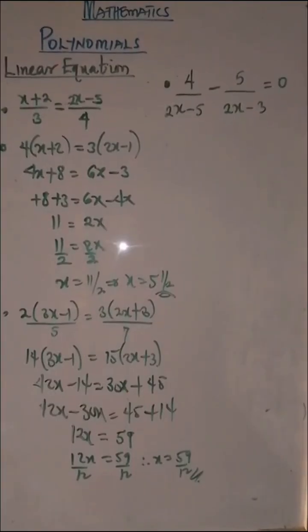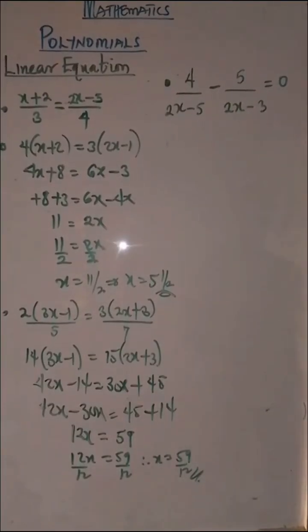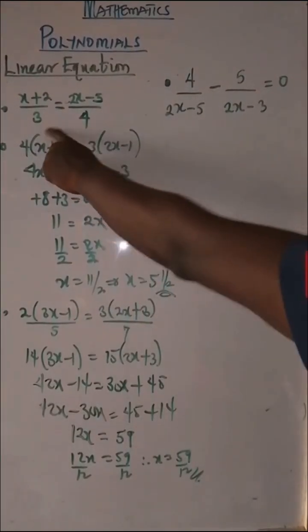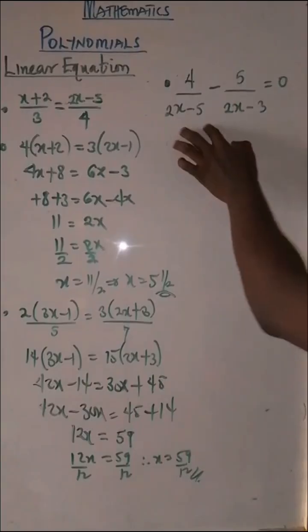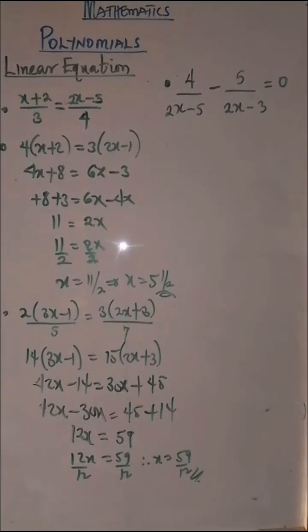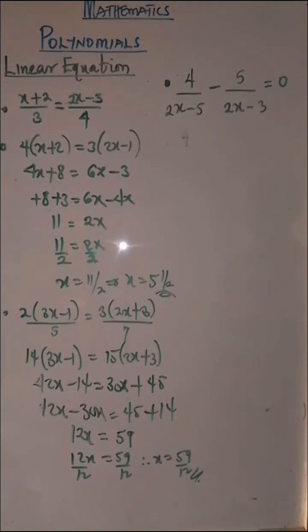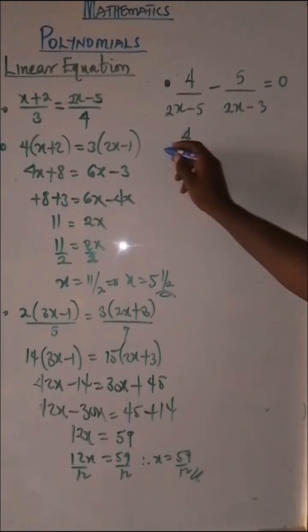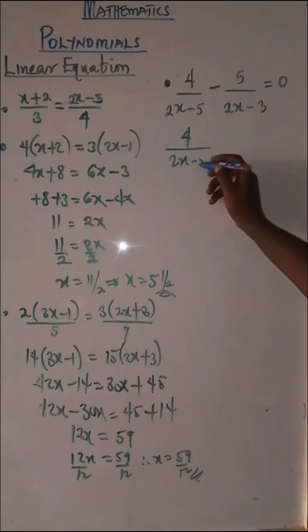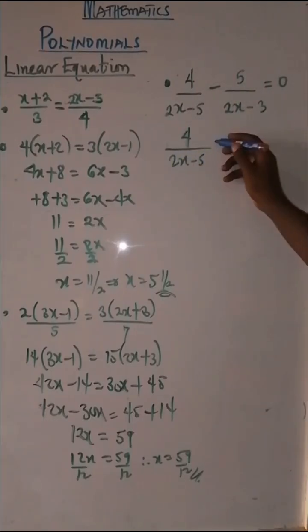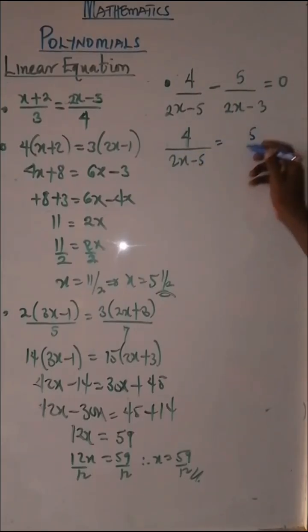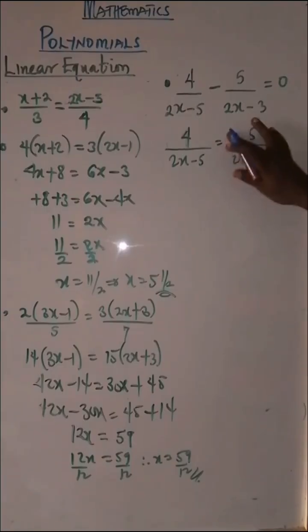Alright. Now look at this question. The pattern is a bit different. Unlike this one where we have ordinary numbers in the denominators, here we are having a typical expression. It's a linear expression here. So don't panic. Same thing, just bring this one to this side. So solution, we have 4 over 2x minus 5. When this minus crosses here, it becomes plus 2x minus 3. The plus is not necessary to be written.